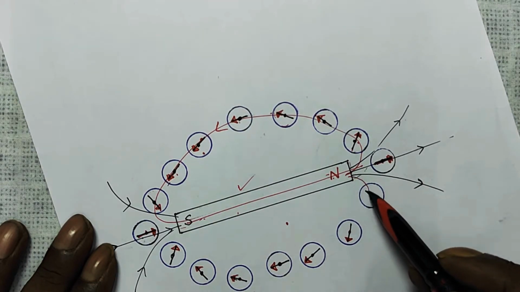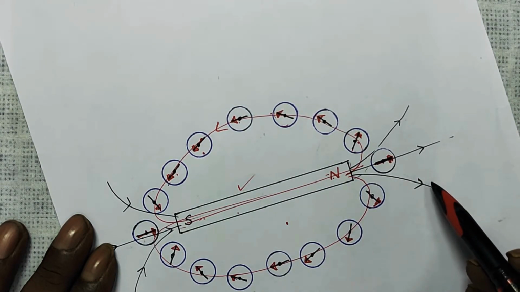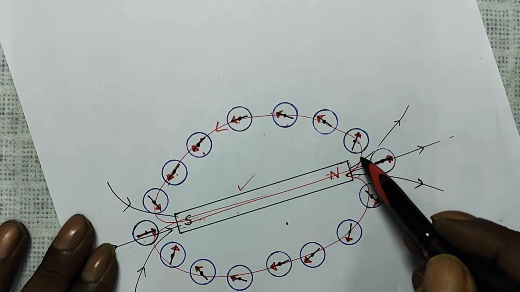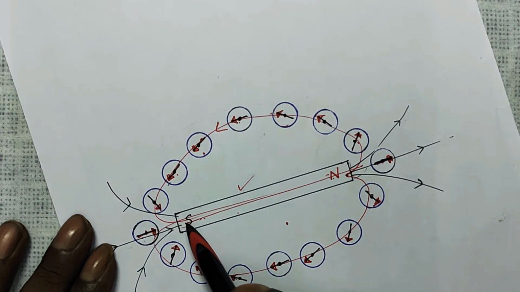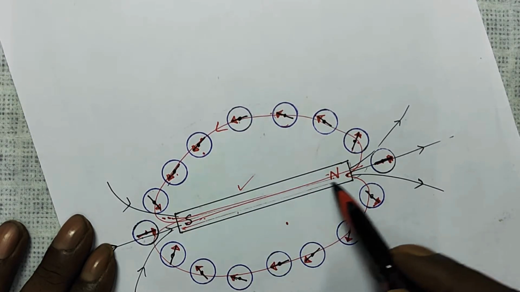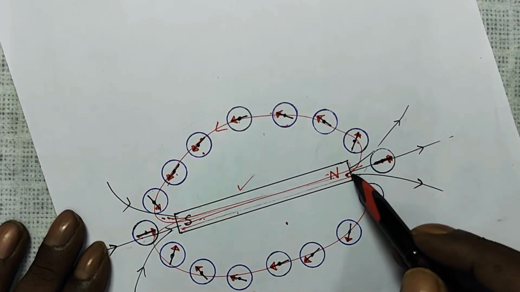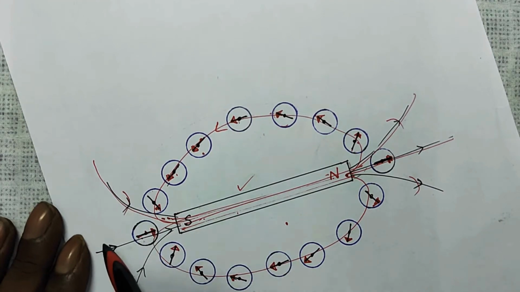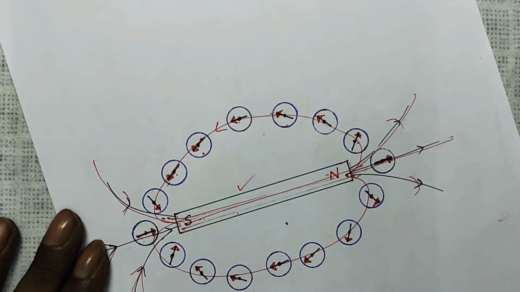Similarly here, they start from the north pole of the bar magnet, and they don't finish at the south pole. All the lines of force are actually passing through this magnet, right? So these are your magnetic lines of force. That is how you draw it for a bar magnet.